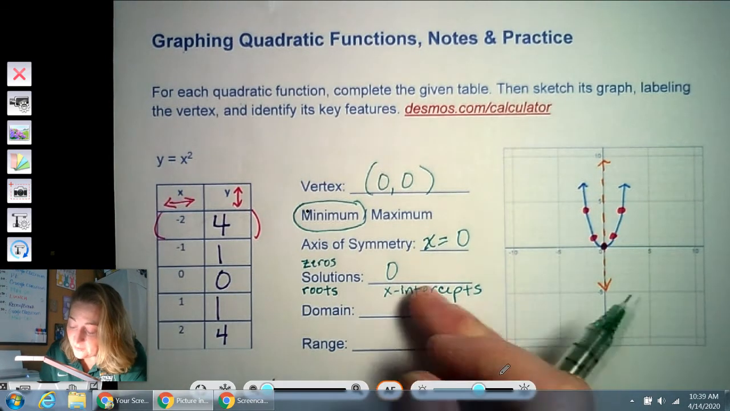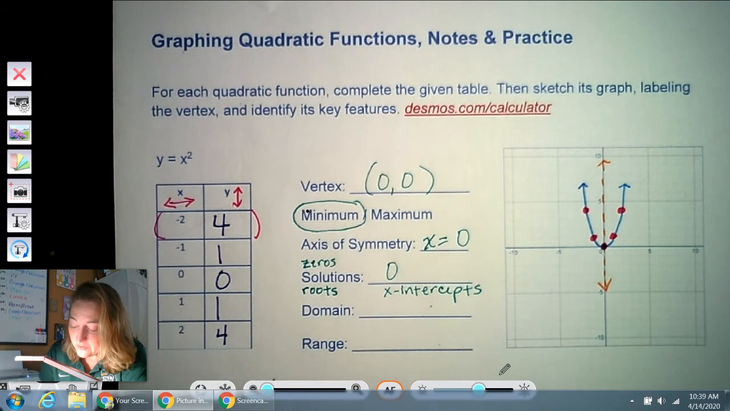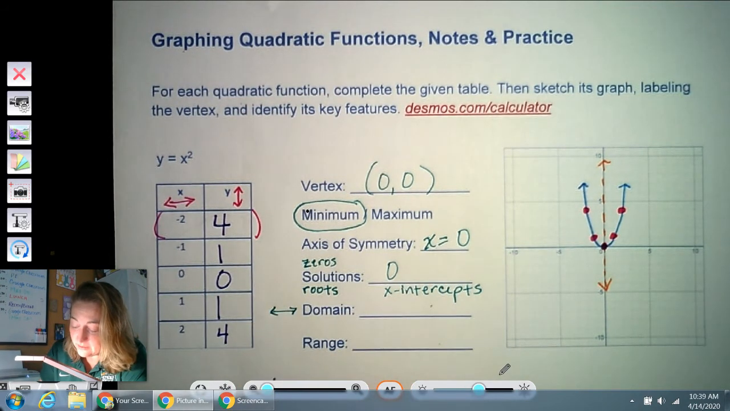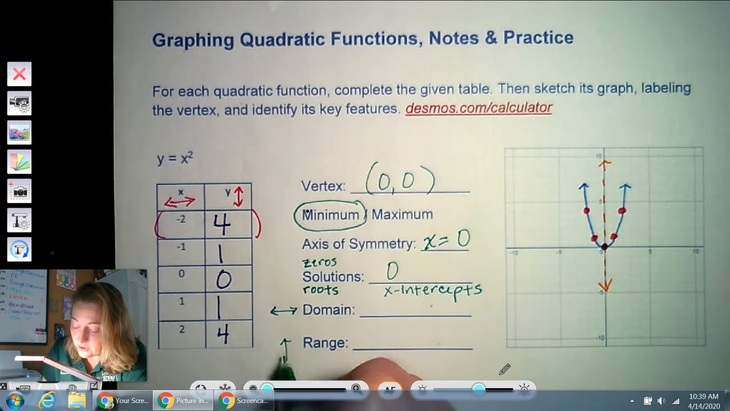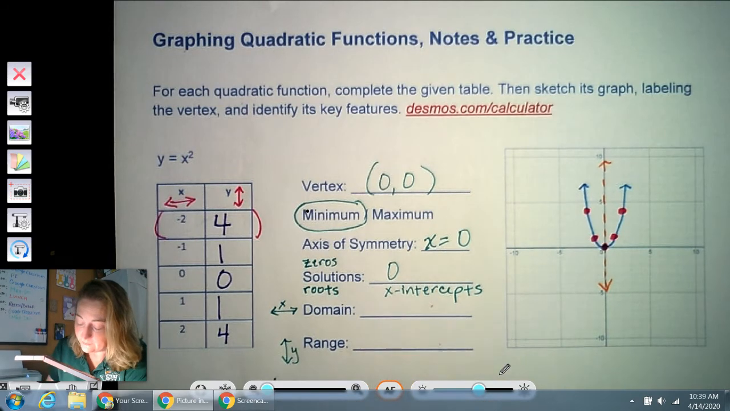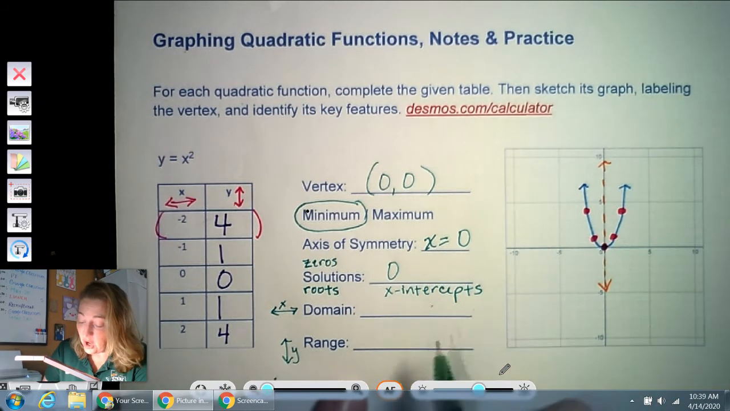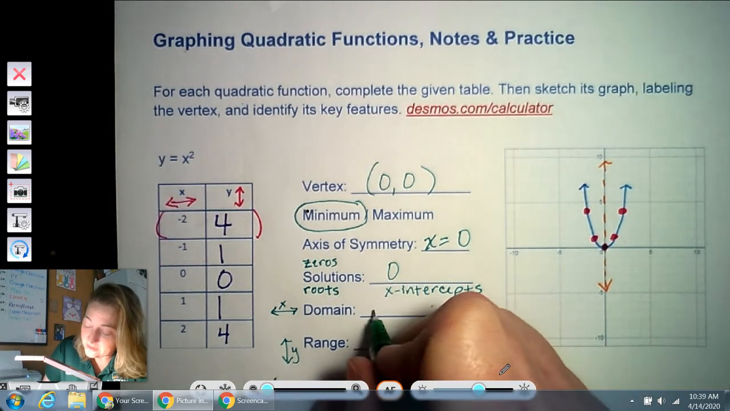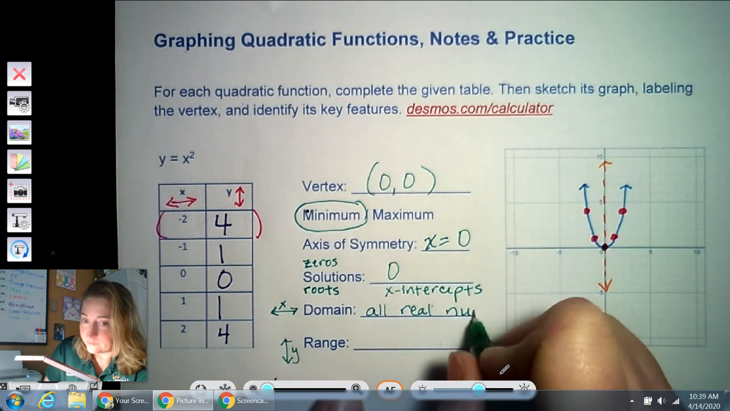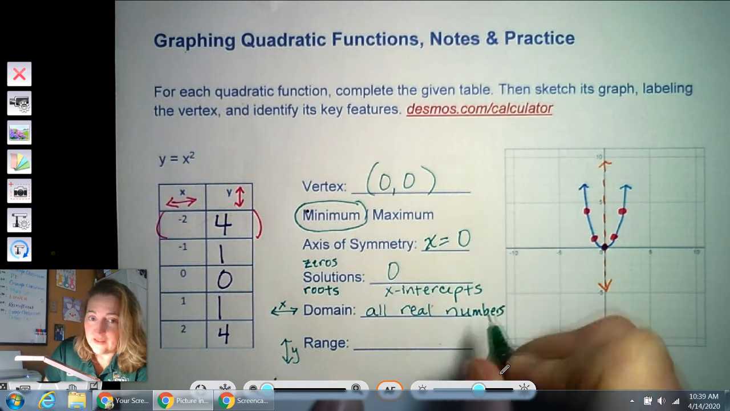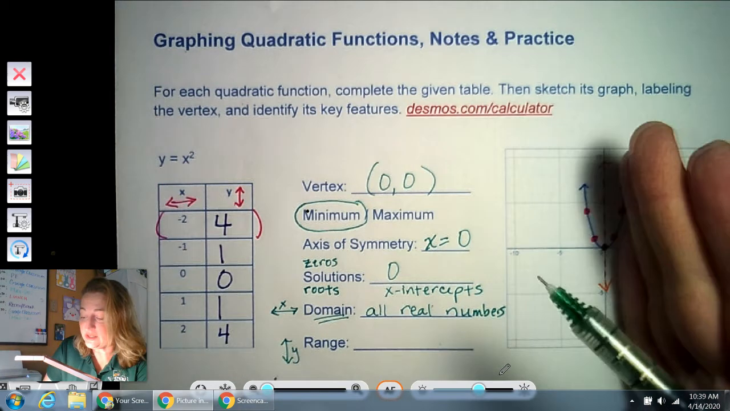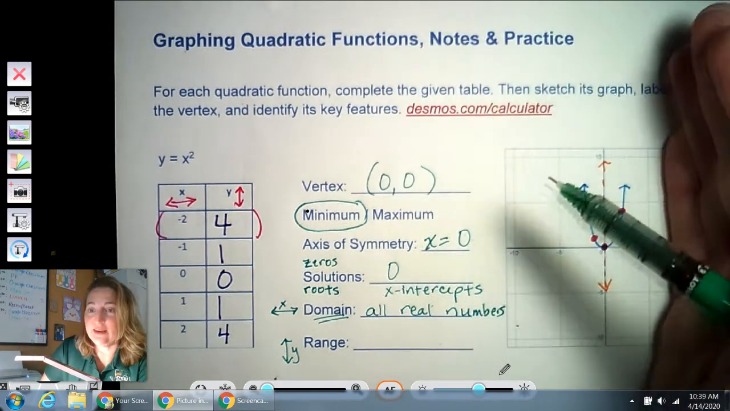Okay. Domain and range, we haven't talked about in a while. Domain is how far our graph goes from left to right. Range is how far our graph goes up or down. This is all the x values and all the y values here. Now, the domain of all parabolas is going to be all real numbers. This is always going to be our domain when we're graphing quadratics, because they're always going to continue going to the left and continue going to the right.